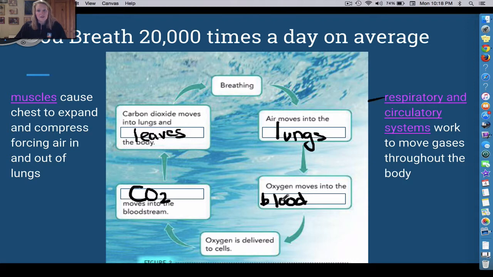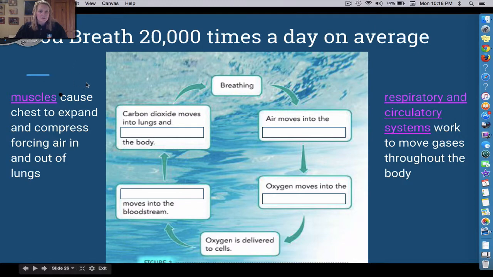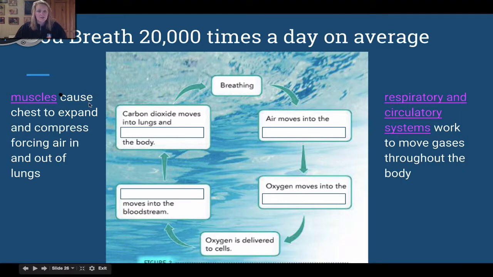Okay, so that's breathing. That's kind of the network of oxygen, carbon dioxide, and the muscles. The musculatory system, the respiratory system, and the circulatory system are all working together in that one breathing action. So again, very smooth movements and working together. It's good teamwork.